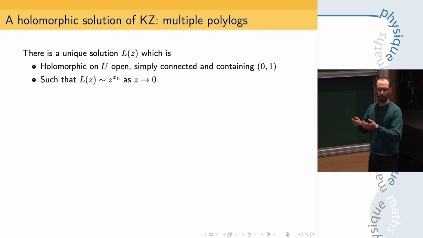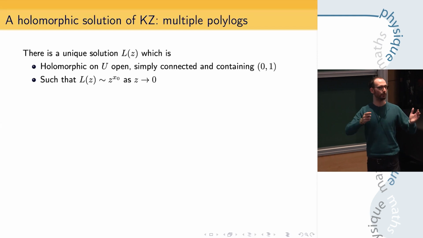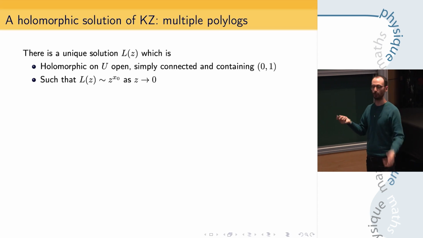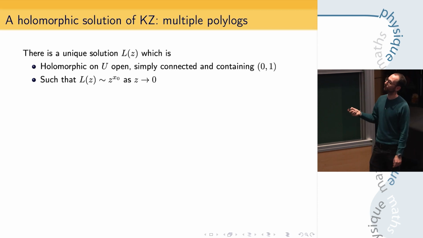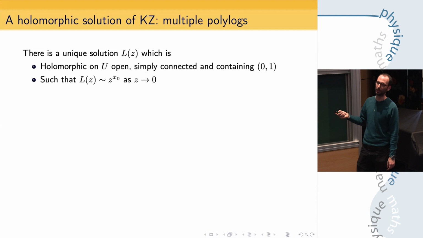And how is this related with our story? So the first bridge is that it's very much related with multiple polylogarithms, which were already introduced by Pierre this morning. So there is a unique solution of the KZ equation, which is holomorphic on some U which is, let's say, open, simply connected and containing 0, 1, and such that L of z has this behavior as z goes to 0. So here we are looking for holomorphic. Let me remark this again.